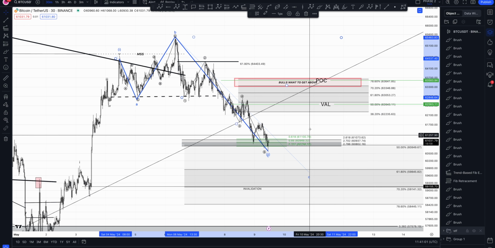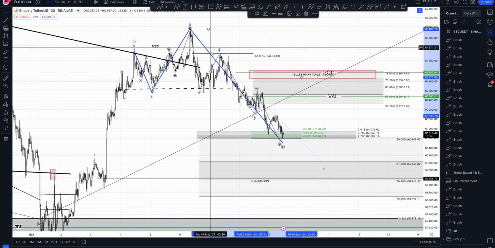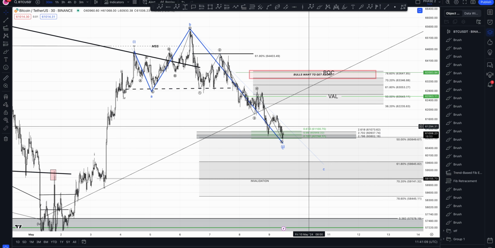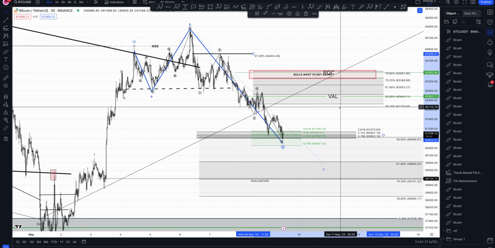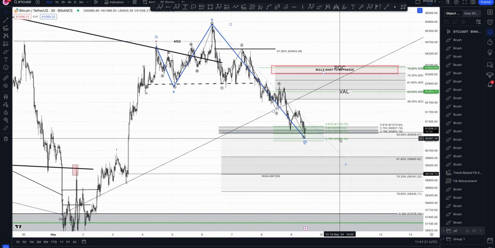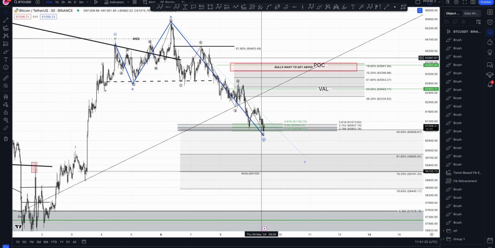Okay, so we came down to the 2.786, and then if we take a trend-based fib and just measure this fifth wave target here, we came down to the 70.2% fib. Let's see where the 786 is, right here. Okay, yeah, we just came down to the 70.2% fib here. Okay, and we also came down to the 50%.